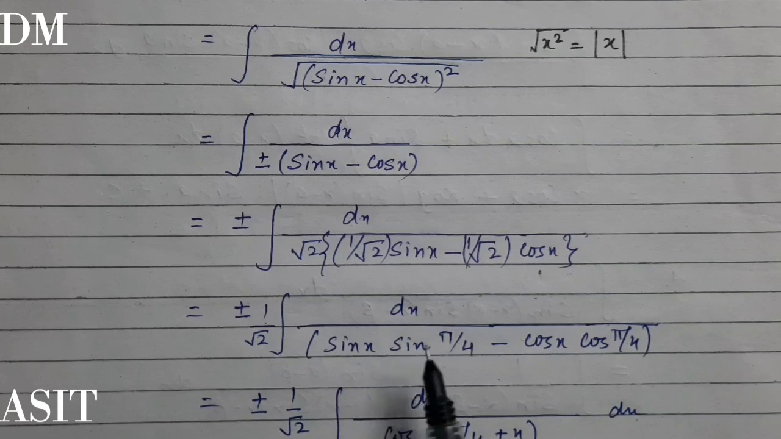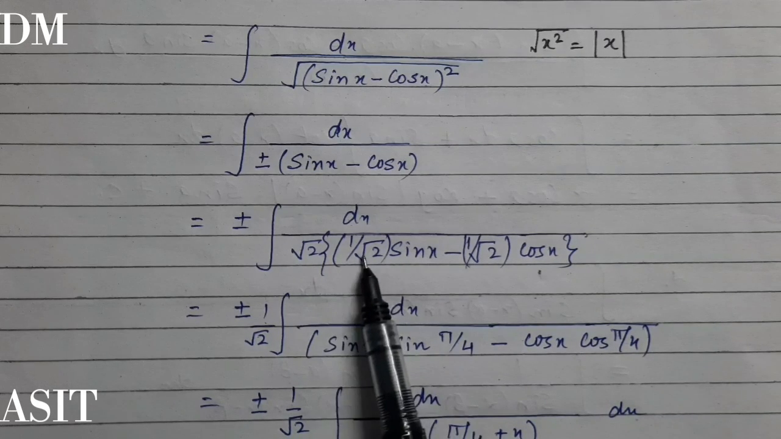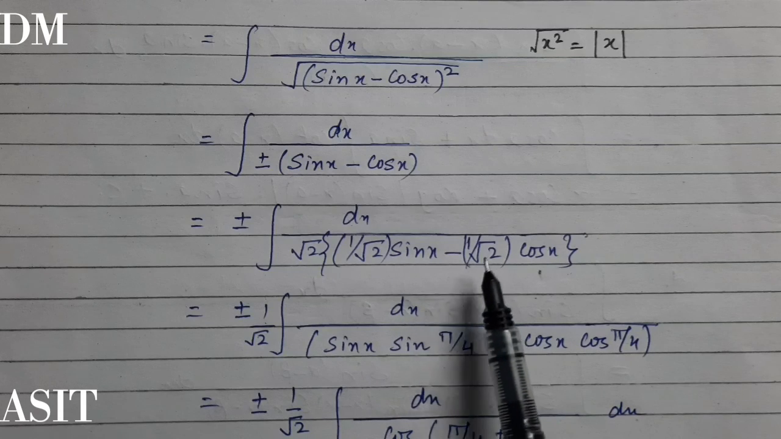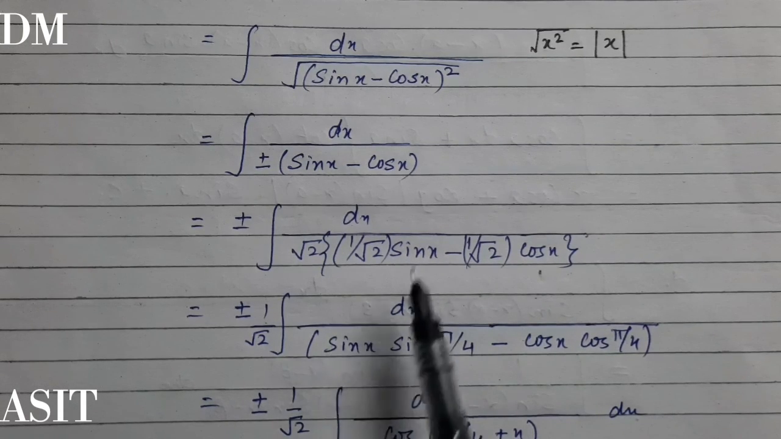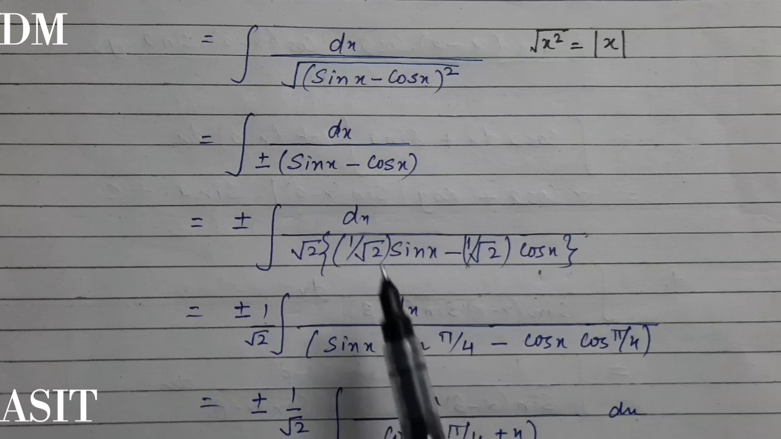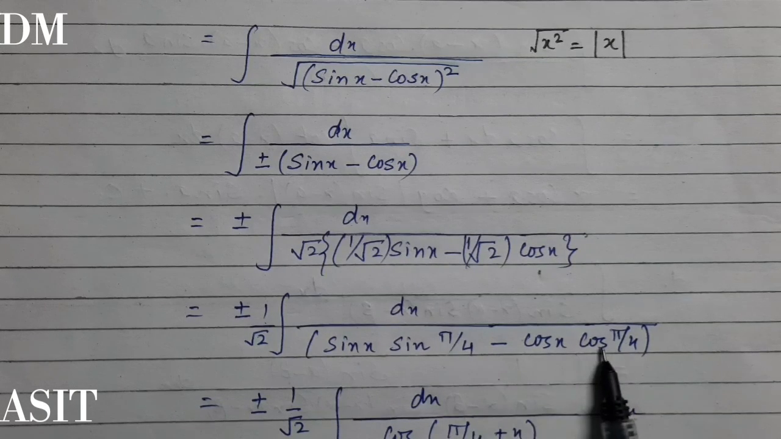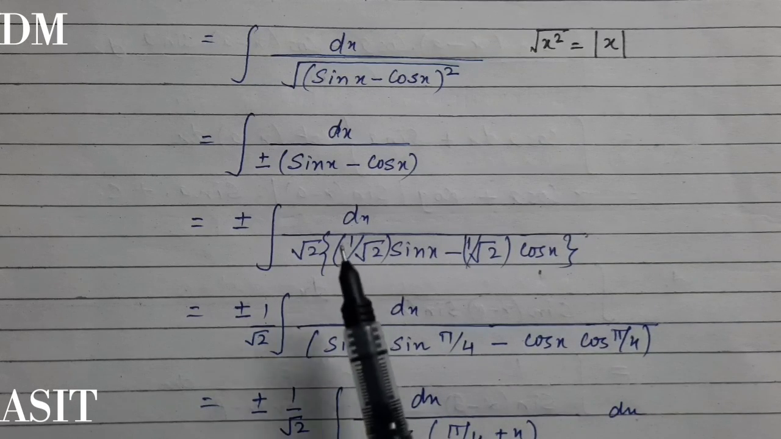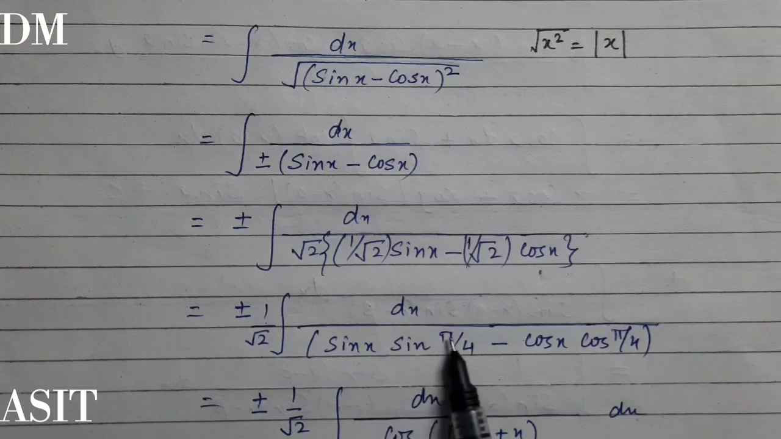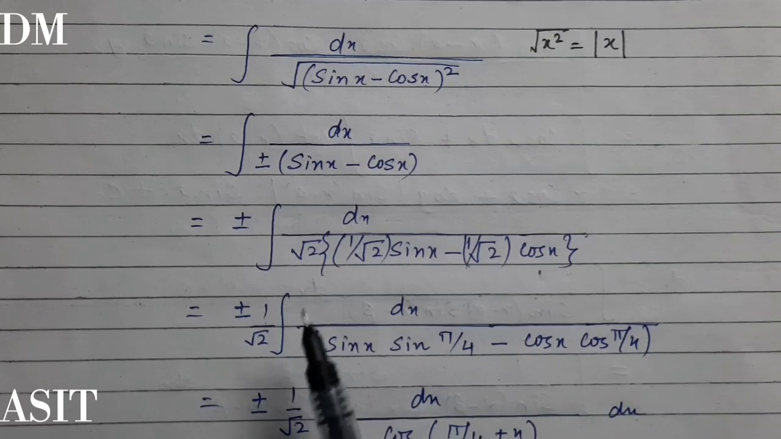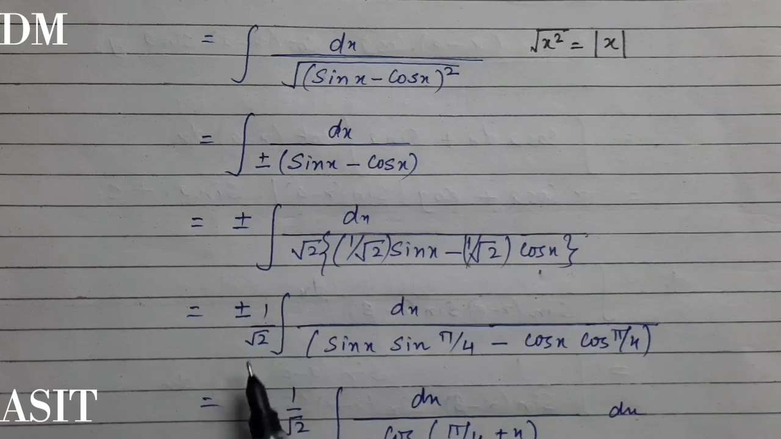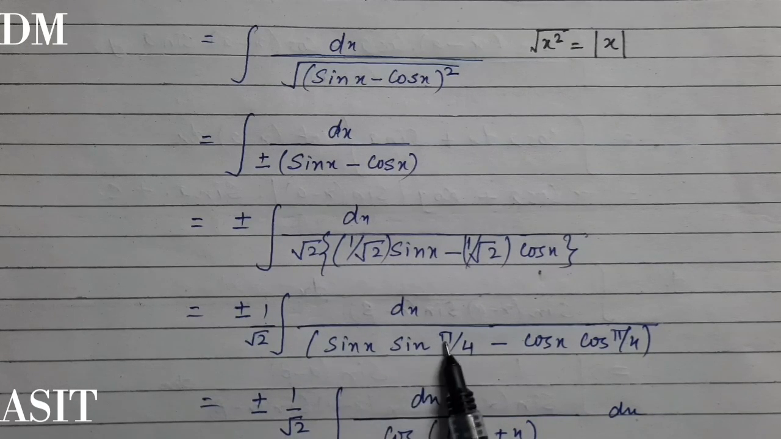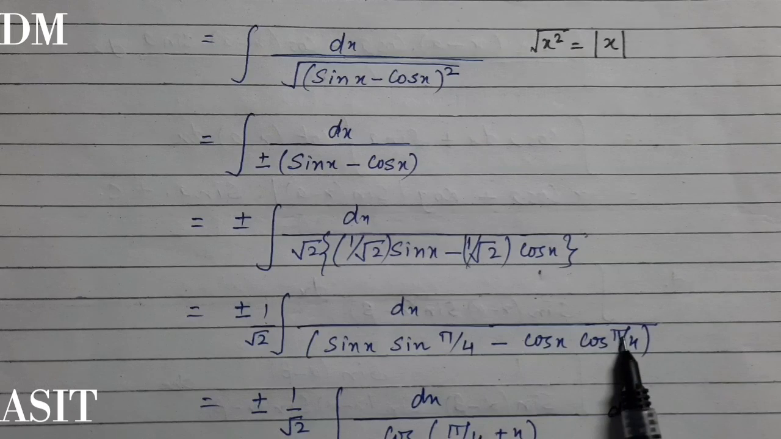We know that sine 45 degree is 1 by root 2. We can write cos 45 degree also 1 by root 2. So we can write sine x into sine pi by 4 minus cos x into cos pi by 4. We can write cos pi by 4 also here, no problem. Then there will be another result. Now this root 2 will go outside, so it will be plus minus 1 by root 2 into sine x sine pi by 4 minus cos x cos pi by 4.